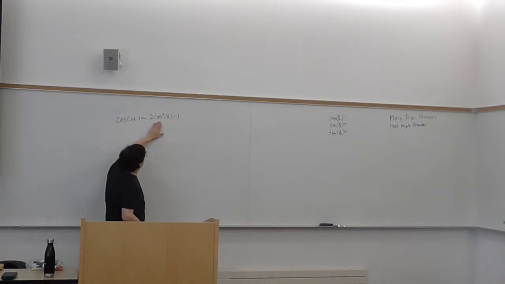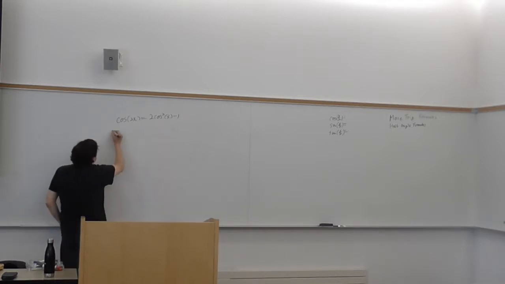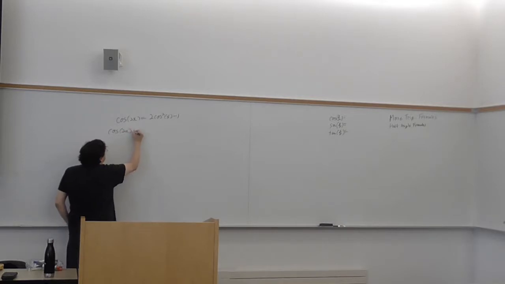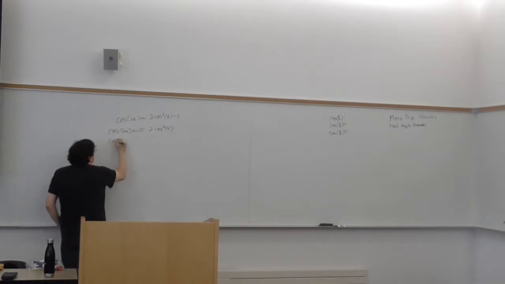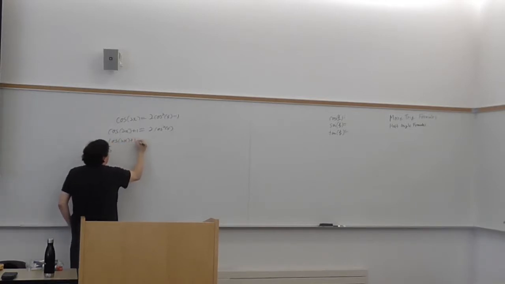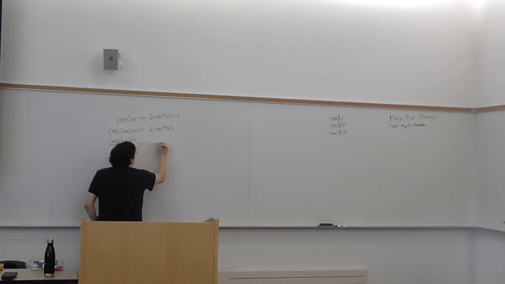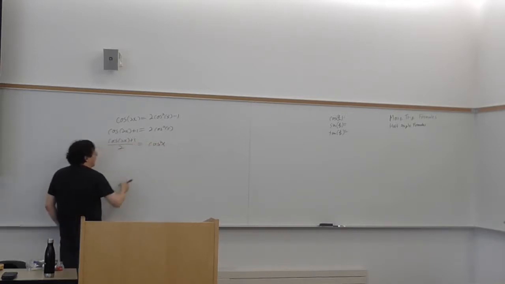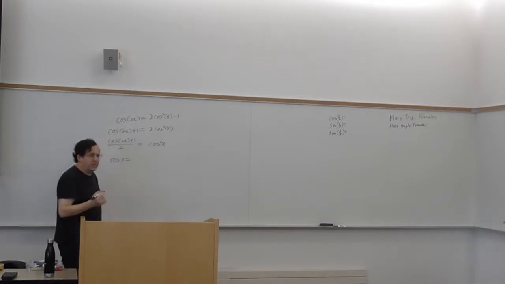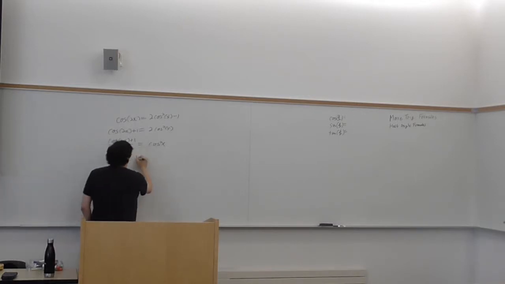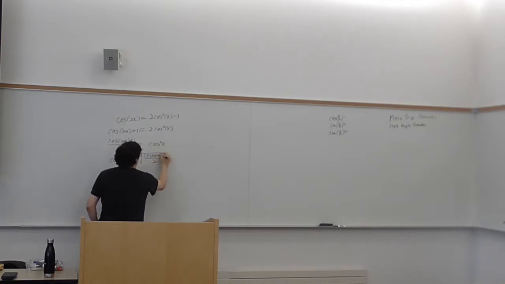So let me solve for cosine of x here. This is cosine of 2x plus 1 equals 2 cosine squared of x. Cosine of 2x plus 1 over 2 equals cosine squared of x. And now I'm going to find the square root of both sides. And I'm going to get cosine of x equals, and then I have to be careful, right? So this could be plus or minus the square root of cosine of 2x plus 1 over 2.